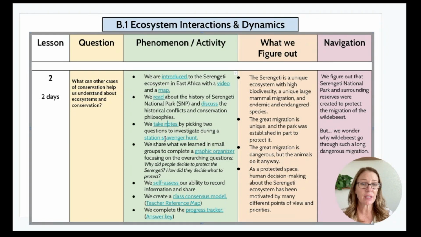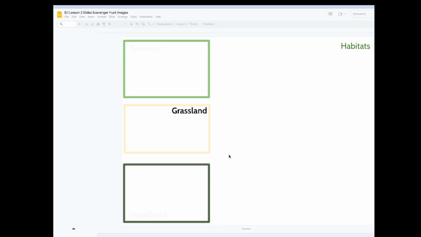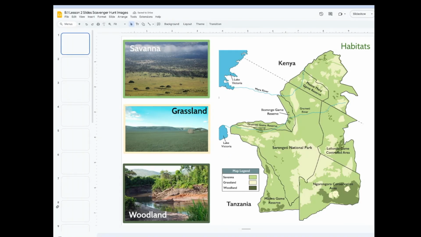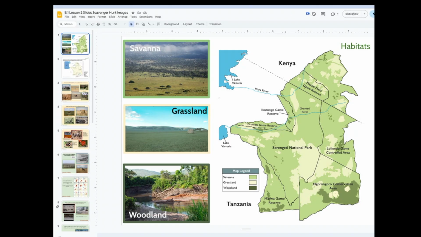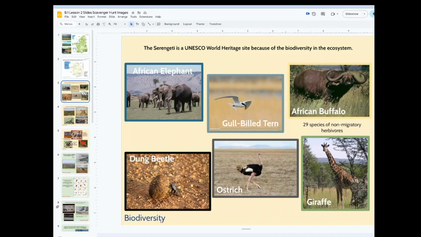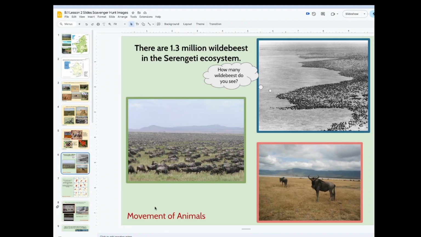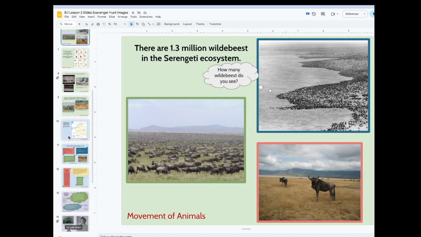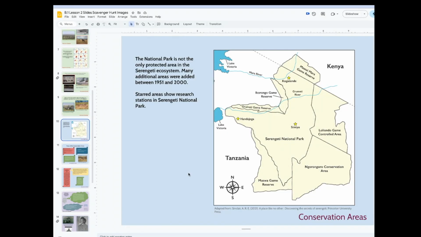The directions in the prep say to print out these pages. If you have a kit, they should be printed out. And then you can see that there are different slides for different types of things that they're going to look at. So this is about habitats. The yellow background is about biodiversity. The green background is about the movement of animals. And the blue background is about conservation areas.